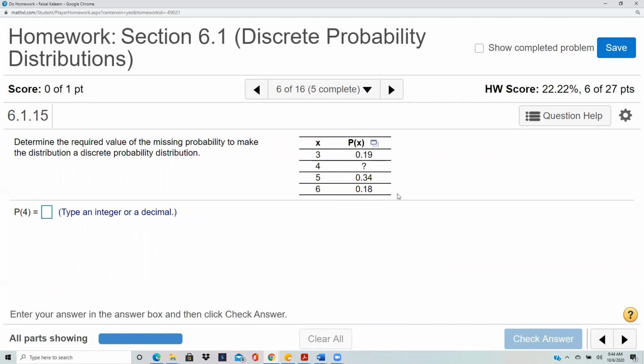Determine the missing probability. So we just saw that probabilities have to add to 1. So let's add these. So 19 plus 34 is 53 plus 18, 71. So they add to 0.71, but all of these have to add to 1. So the missing probability has to be 1 minus 0.71, and that will be 0.29.